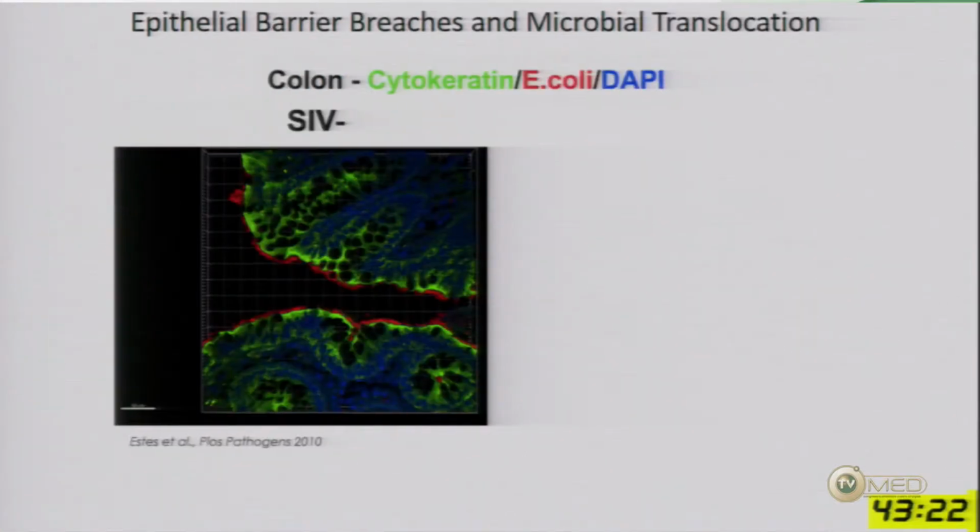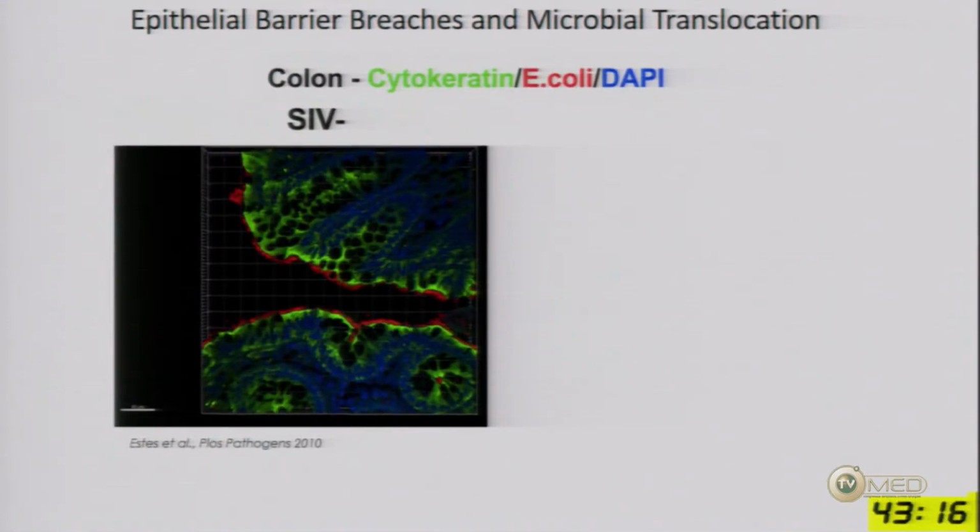To demonstrate microbial translocation and what's going on in the GI tract and how important it is for HIV, I like to use this figure. This is some work by Jake Estes' group, and this is actually in rhesus macaques, which is the model for HIV infection. In this figure, this is the colon of an uninfected, so a healthy, rhesus macaque.